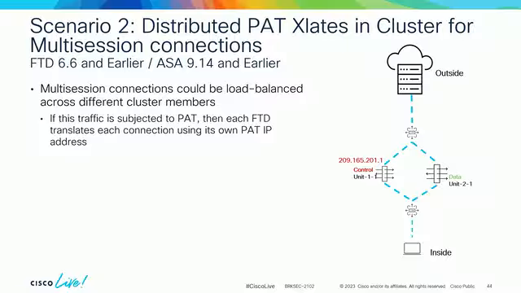Let's suppose that this host initiates a connection to any of these applications, and this connection gets load balanced across one unit in the cluster. In this case, the connection goes through the control unit, so the control unit will use its own IP address for translating the traffic. And now, the second session gets load balanced across another unit in the cluster. For this example, it goes through the data unit.